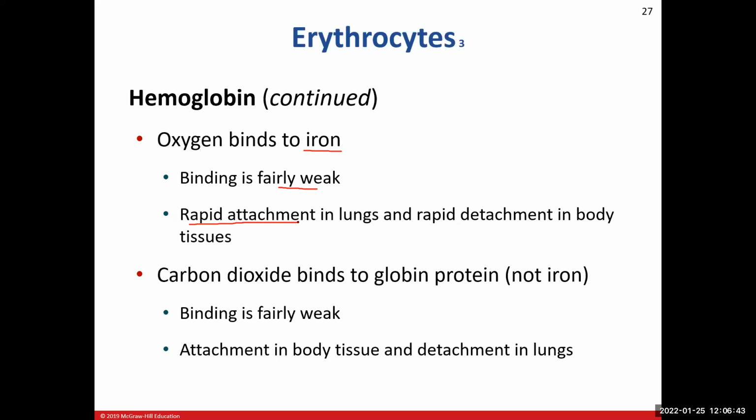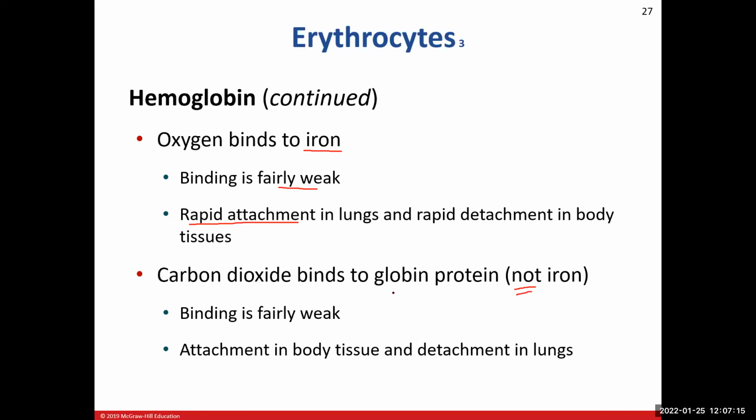So what we'll see is if the binding is weak, then it can come off easily. And we need that to happen because when we go to the lungs, we want to pick up oxygen and get rid of the carbon dioxide. And when we go to the tissues, we want to offload that oxygen. So if it's a strong bond, we have to fight with it. If it's weak, it comes right off and goes into the tissues. Bye, see you later.